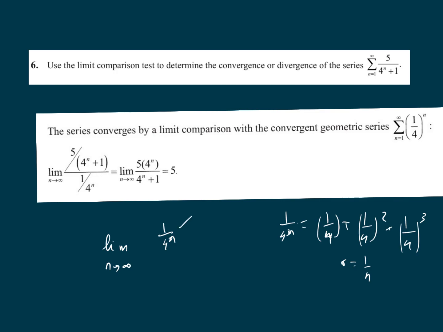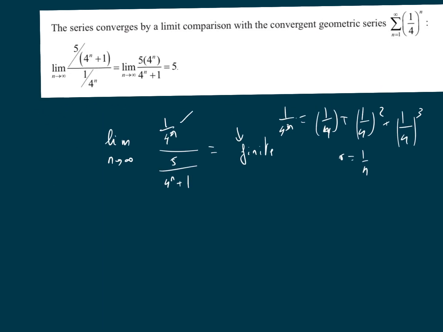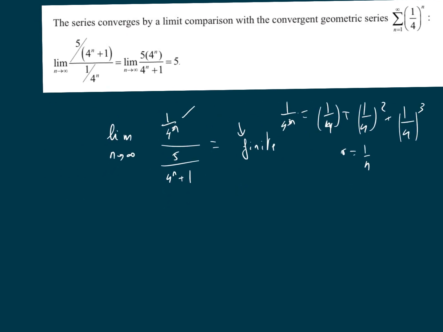So if this converges and the limit is finite, the series that I'm trying to determine will be convergent. The convergence of the series goes hand in hand. I know this one converges because it's a geometric series, and if the limit is finite, this one will converge. But we don't know if the limit is finite, so we need to do the limit.